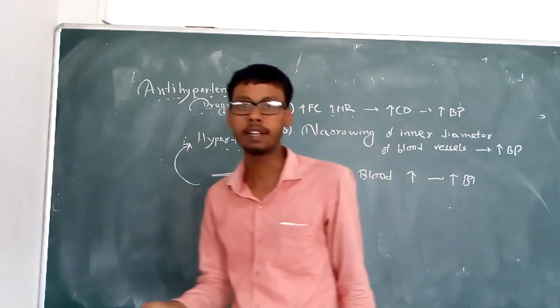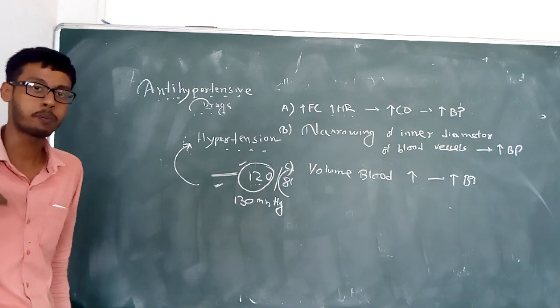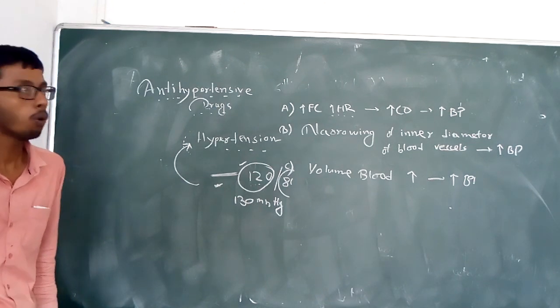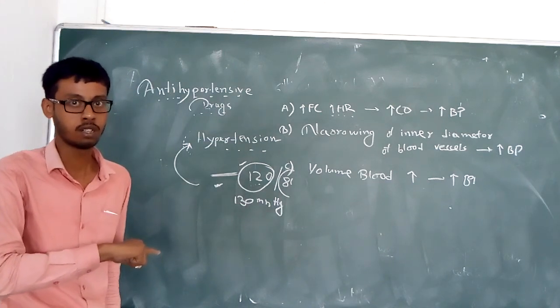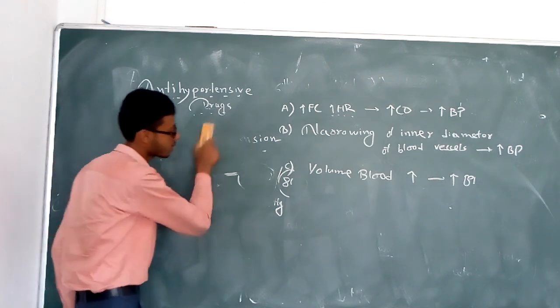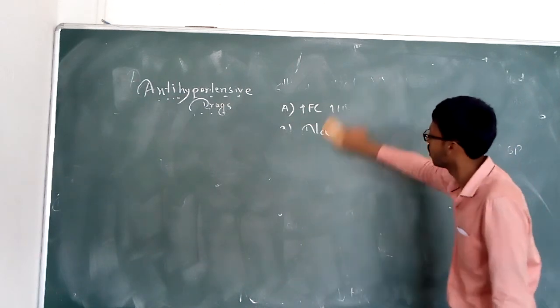So I think you all understand how hypertension may be created, and now we are going to look at the various drugs to treat hypertension. Okay, so if we look, there are various types of classification to treat hypertension.